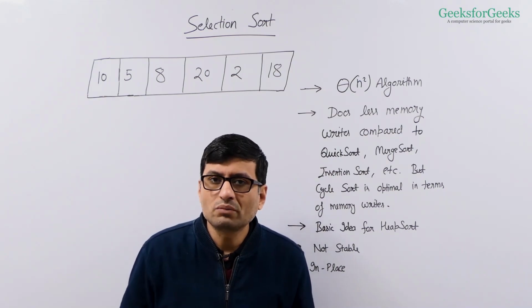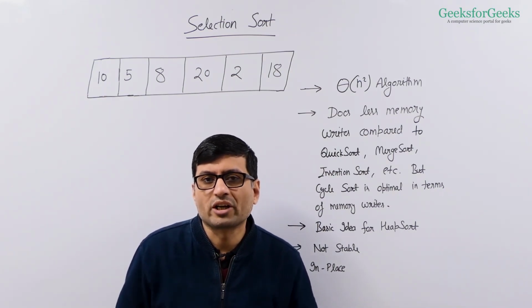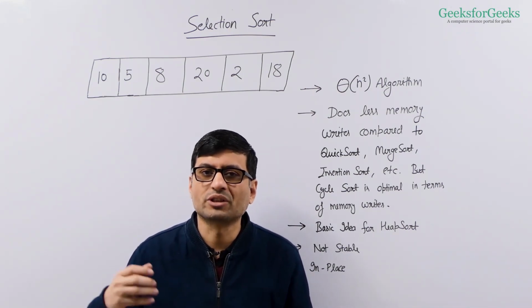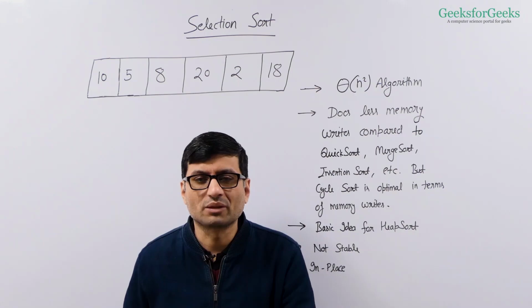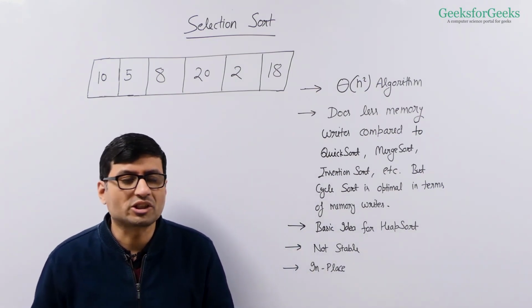Not only EEPROM, there can be other situations where memory writes are costly. Suppose you are writing data to hard disk. You are sorting some files and you are putting individual files on the hard disk when you are swapping them or when you are putting them into the memory. So this is an advantage of selection sort.